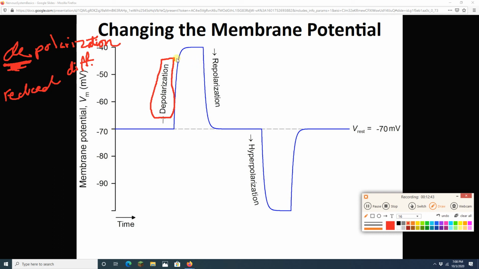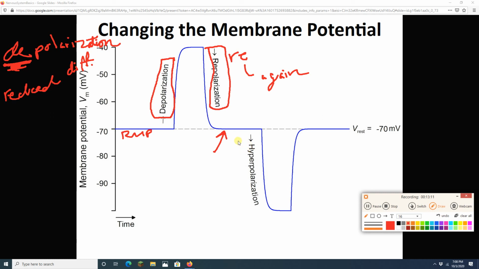Now, our graph went up, it leveled off a bit, now it's coming back down. This return is called repolarization. Right? We are establishing a difference again, and that is called repolarization. And we're getting back to the resting membrane potential, that RMP, right there.